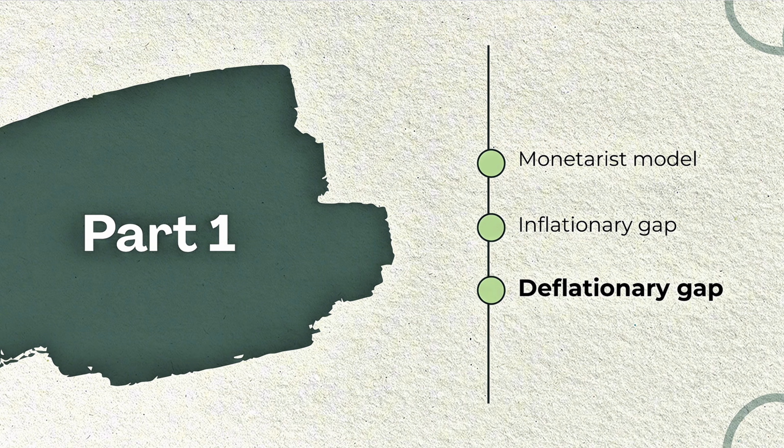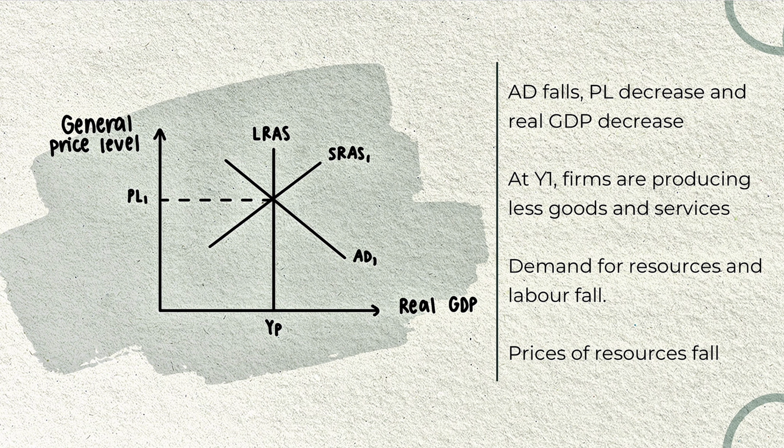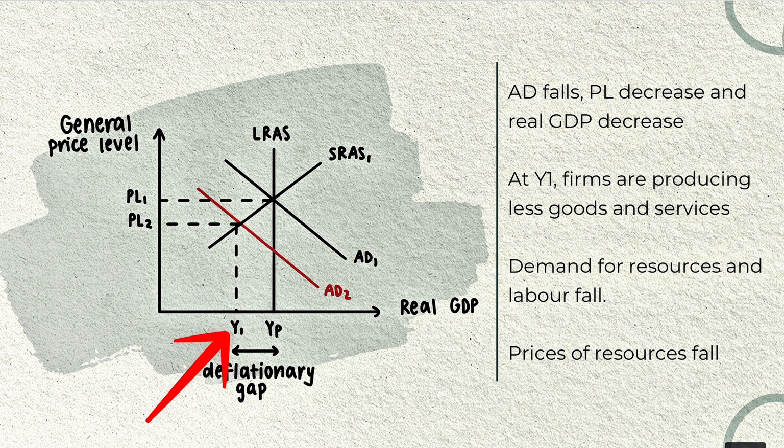Moving on to the automatic adjustment correcting the deflationary gap. Again, the equilibrium is here, and as AD falls from AD1 to AD2, the real GDP decreases to Y1, and at Y1, firms are producing less goods and services in the economy. At this level here, demand for resources and labor fall, and the prices of resources in the economy fall.